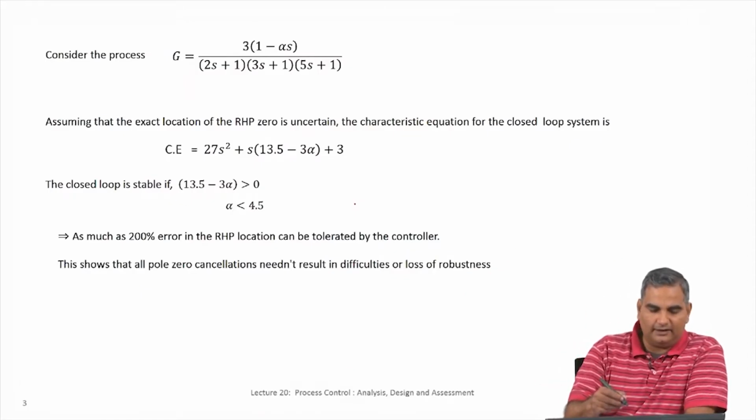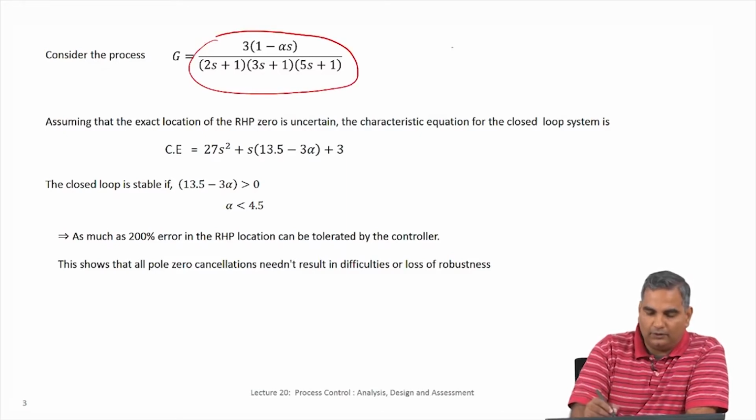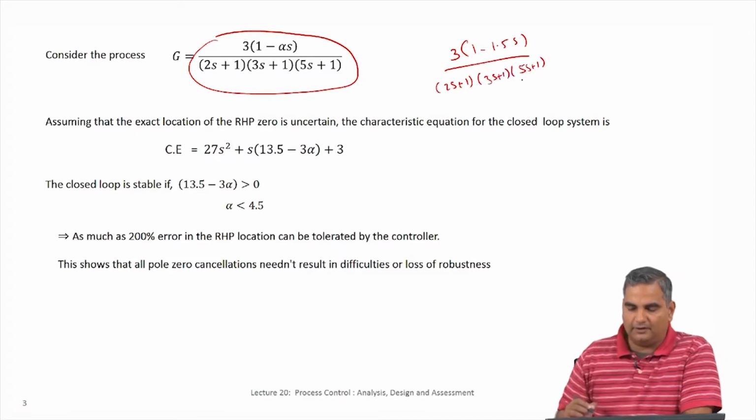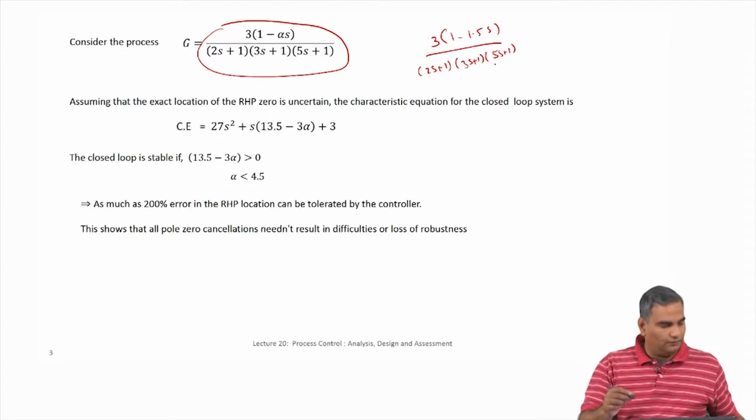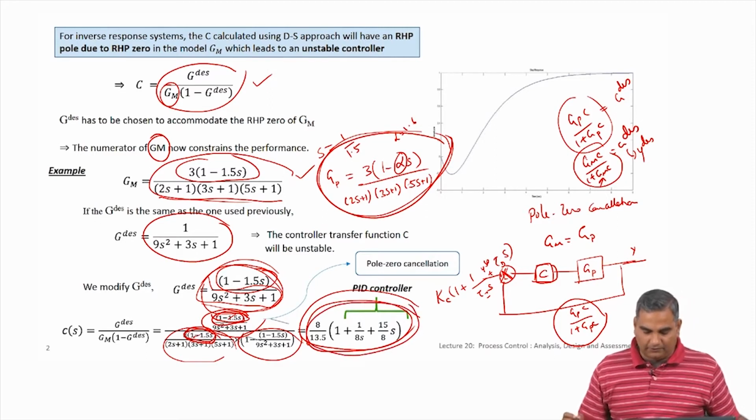But let us look at this and then look at this right here and then process, which is this, but let us assume we had used a model to design the controller, which is 1 minus 1.5s divided by 2s plus 1, 3s plus 1 and 5s plus 1. Let us say this is a model that is used to design the controller. So, if I use this model to design the controller, I already know the controller form, which is basically this 8 by 13.5 times 1 plus 1 over 8s plus 15 by 8 times s.